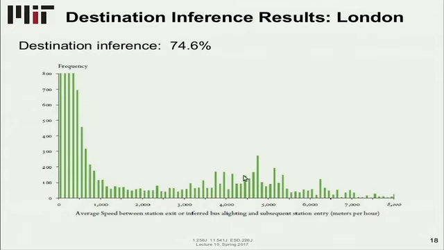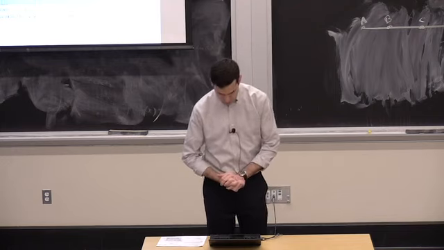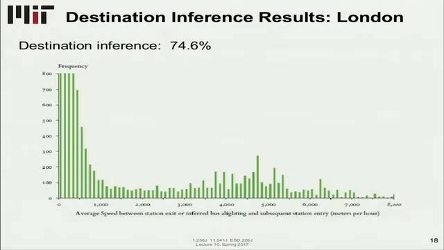Here's a distribution of speed between station exit and inferred bus alighting or subsequent station entry. So very slow speeds here. This goes up way higher than 800. What does that show? This is in meters per hour. So if you move at 0 or say 1 meter per hour, what does that imply?